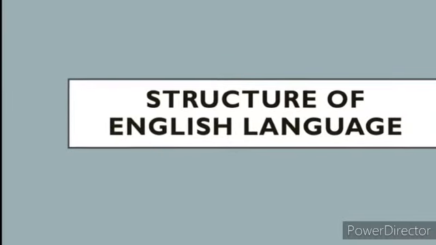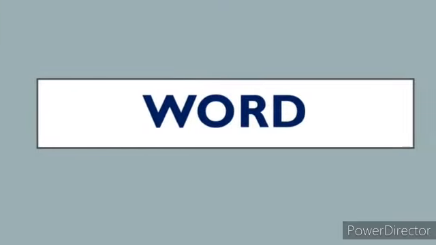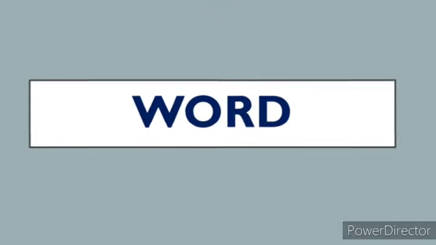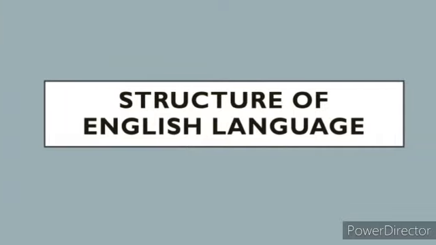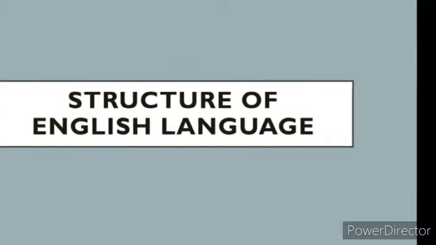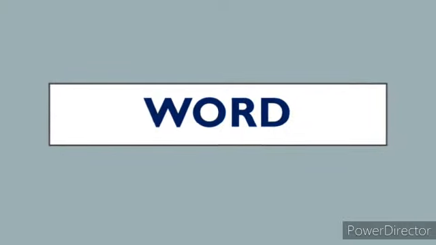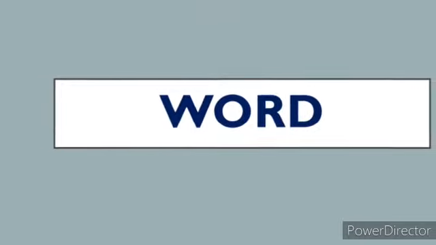Then Sundays. There are two free morphemes and one bound morpheme in this word: Sun plus day plus s. Two free morphemes, sun plus day, and one bound morpheme in this word, Sundays. Then a bound morpheme is also called an affix.